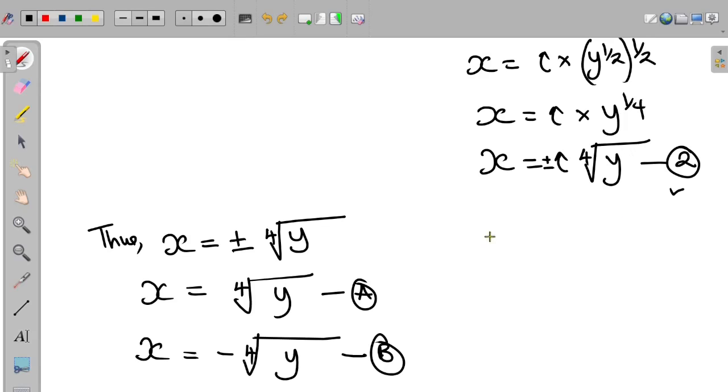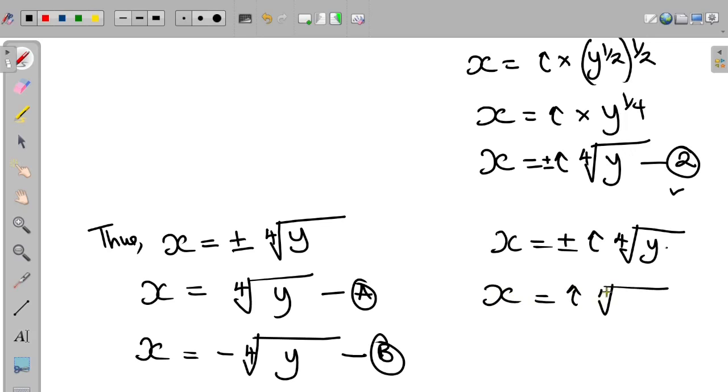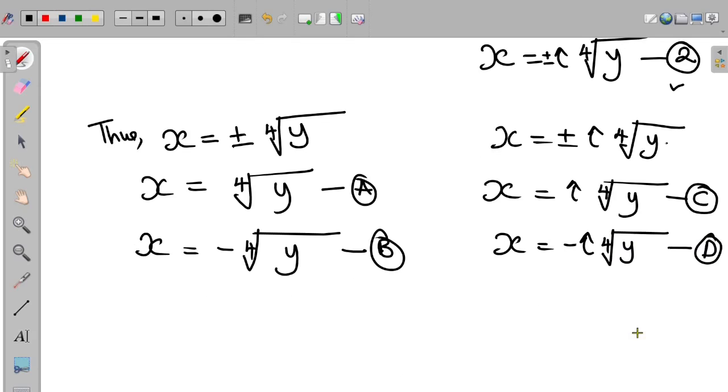Also, from equation 2, we have that x is equal to plus or minus i multiplied by 4th root of y. So at this point, we have that x is equal to i multiplied by 4th root of y. Let's call here equation C. And again, we have x equal to minus i 4th root of y. Let's call here equation D. So at this point, we have obtained 4 solutions.